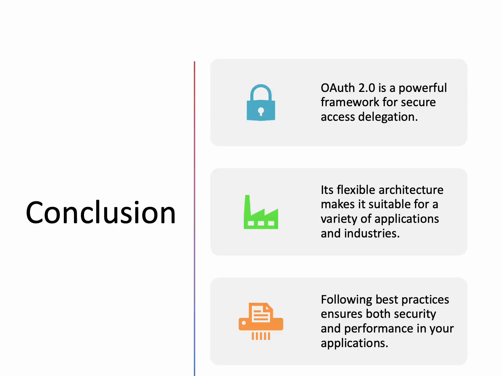So the conclusion we can derive is OAuth 2.0 is a very powerful framework for access delegation, and its flexible architecture makes it suitable for variety of use cases. Following the best practices ensures both security and performance in your applications.